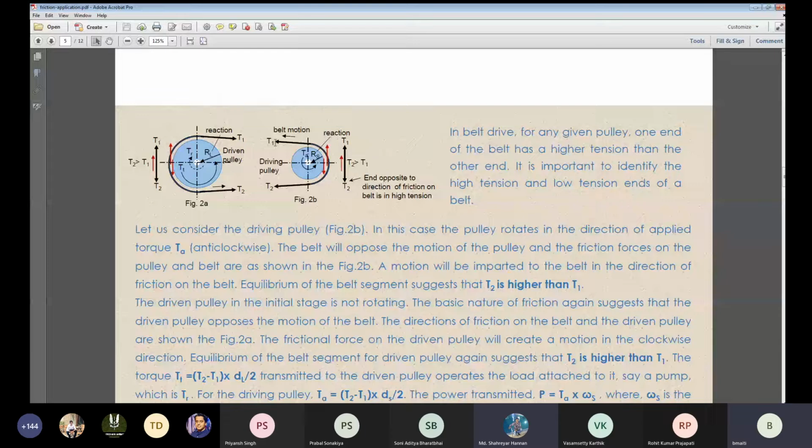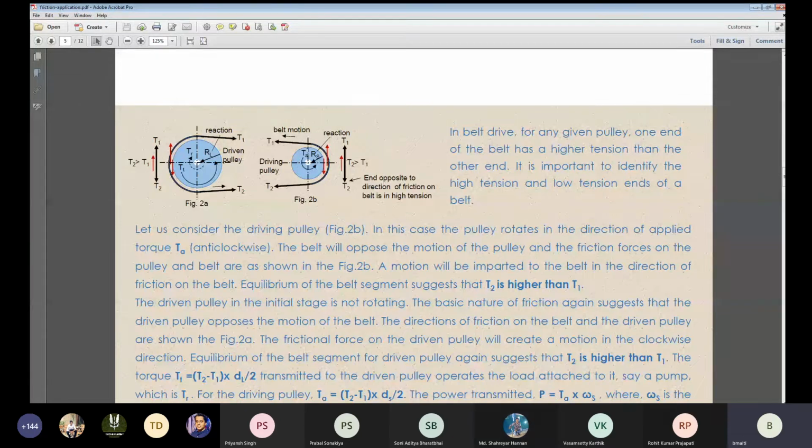You mean to say the belt, that is not the rotation, that is the resisting torque. Okay, that is the resistance to this particular pulley. There has to be some resistance. Are you getting my point? So T2 minus T1 is the resistance.